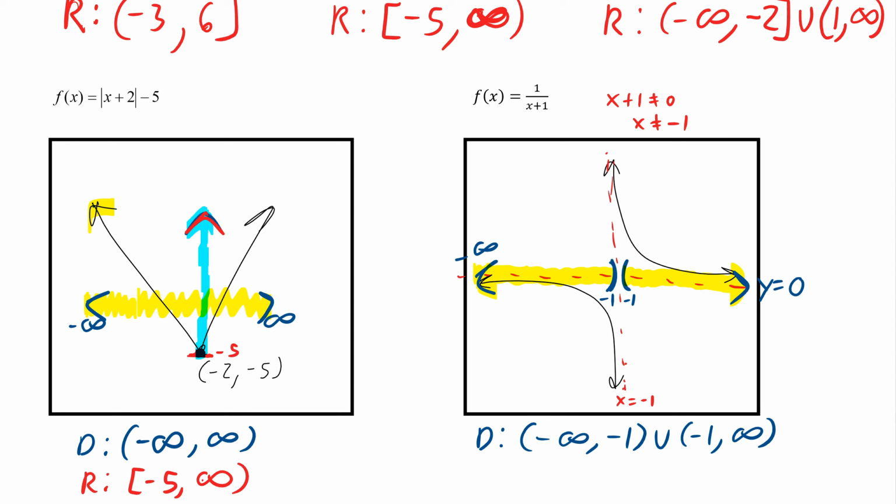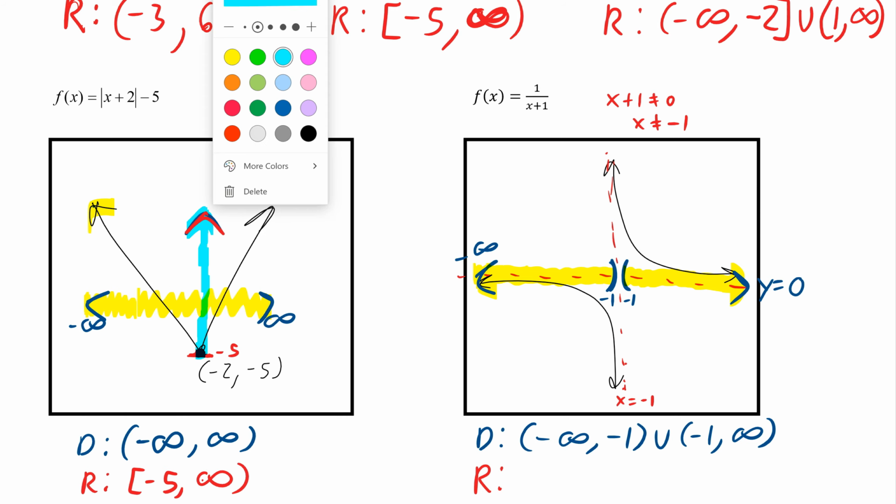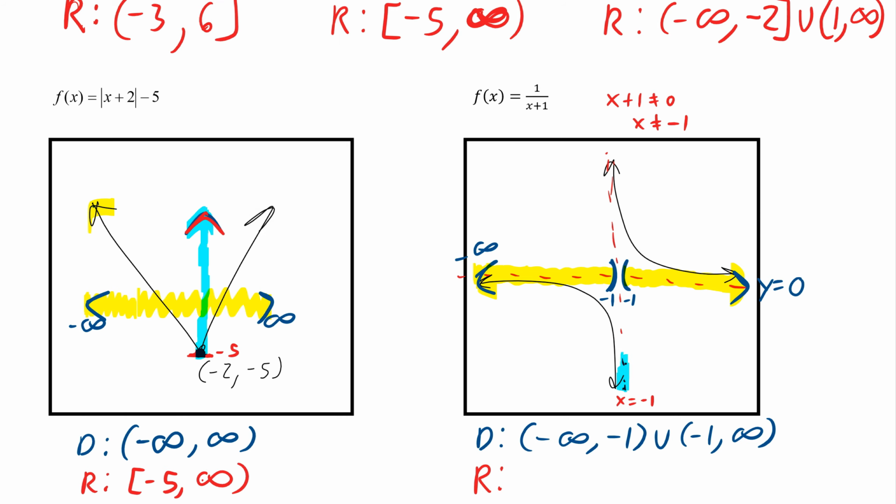Now for the range. Range is the same thing. We're just working from the bottom to the top. So it comes down from here up. So that's -infinity. And then again, we're stopping at 0 and then going back up. So infinity. But in here, we stop. And you want to put a parenthesis, and that's 0. So it goes from -infinity to 0, union 0 to infinity.